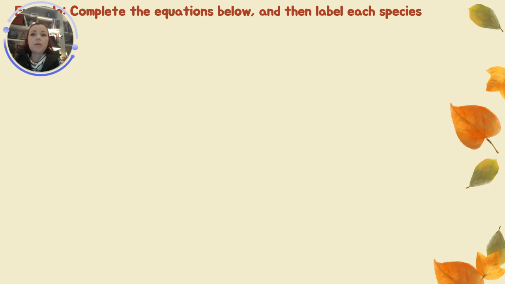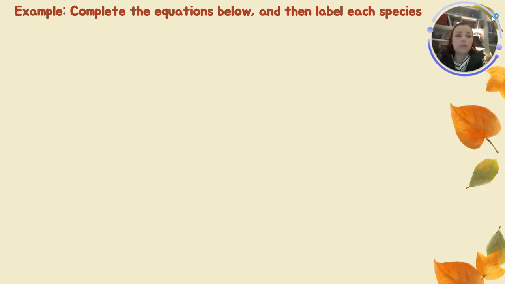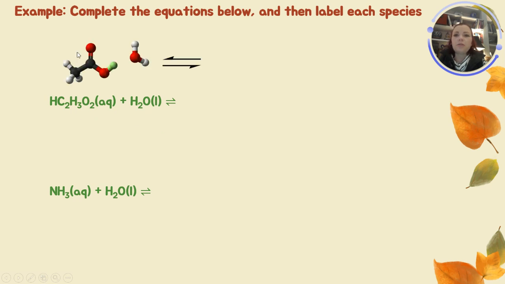Okay. So we're going to look at an example below, and then we're going to label each species. And I'm going to talk to you a little bit more about the features of acids and bases here. So I've got two equations that we're going to look at. So this is acetic acid, which you know as vinegar. And then this is the structure of acetic acid.